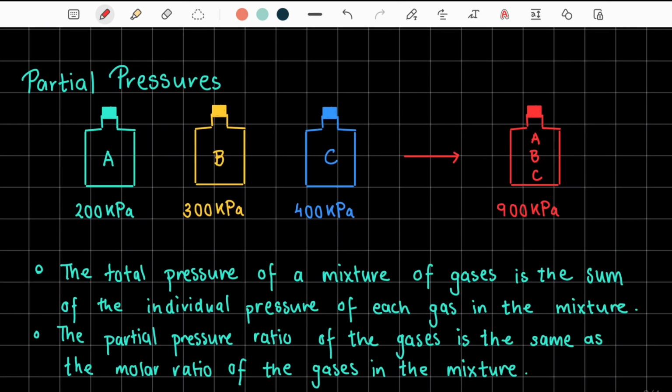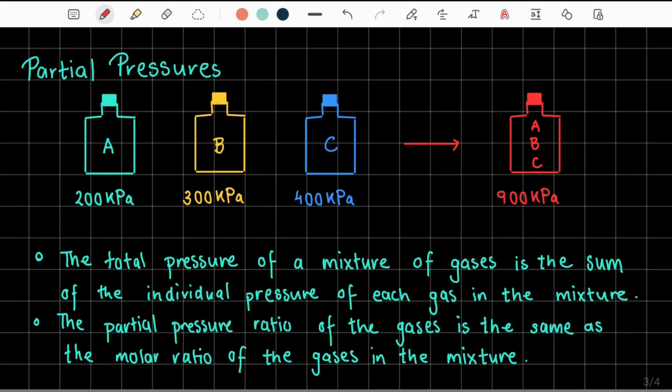Let's understand the concept of partial pressures. Say, for example, you have a container containing the gas A, and it is at a pressure of 200 kilopascals. You also have 2 other gases, B and C, that are contained in the same volume container. As you can see, they are all of the same size. However, they have different amounts of pressure. So A is at a pressure of 200 kilopascals, B is at a pressure of 300 kilopascals, and C is at a pressure of 400 kilopascals.